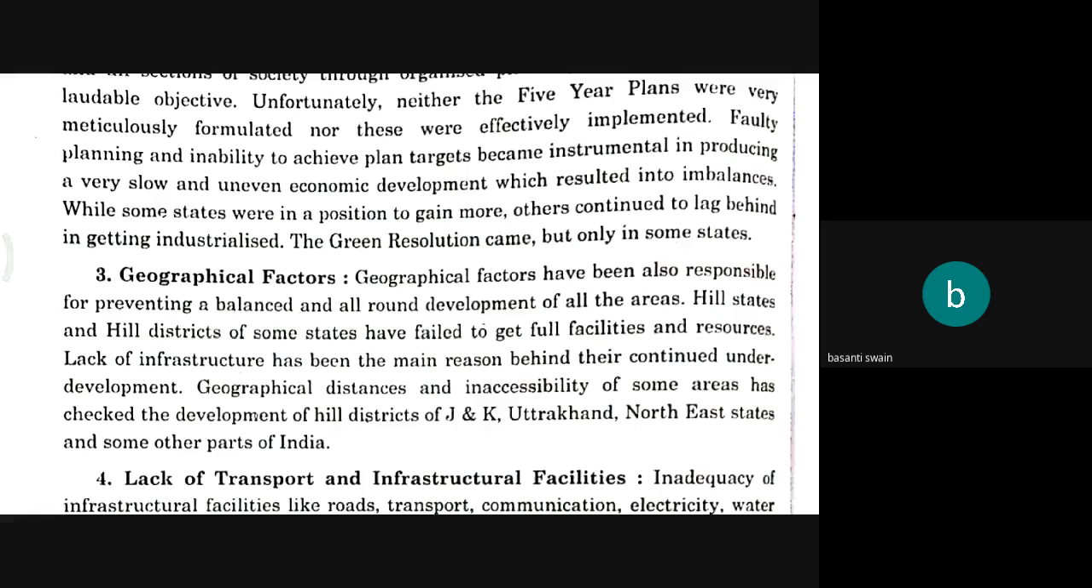Lack of infrastructure has been the main reason behind their continued underdevelopment. Geographical distance and inaccessibility of some areas have hindered the development of the hill districts, particularly. Examples can be given: Jammu and Kashmir, Uttarakhand, northeast states, and some other parts of India.